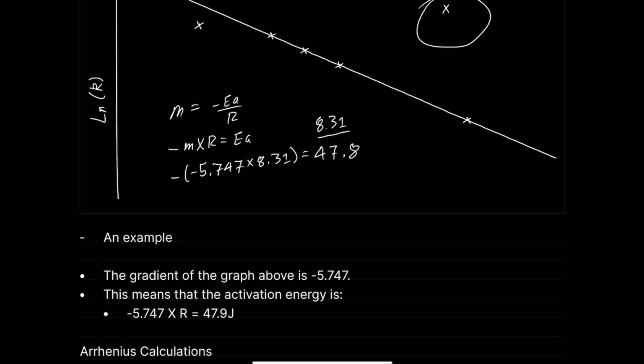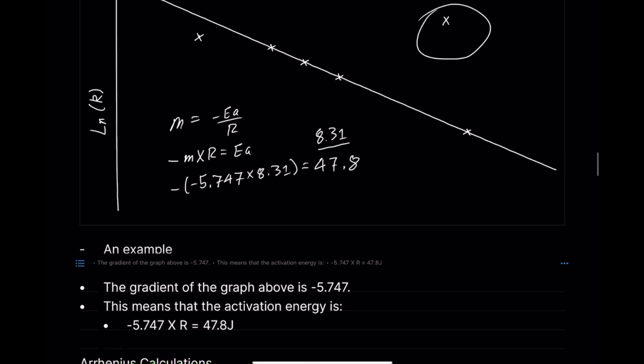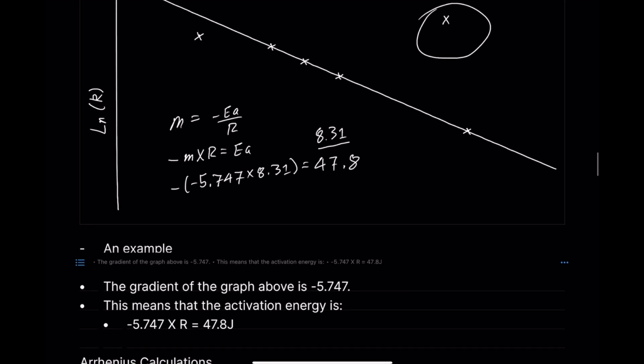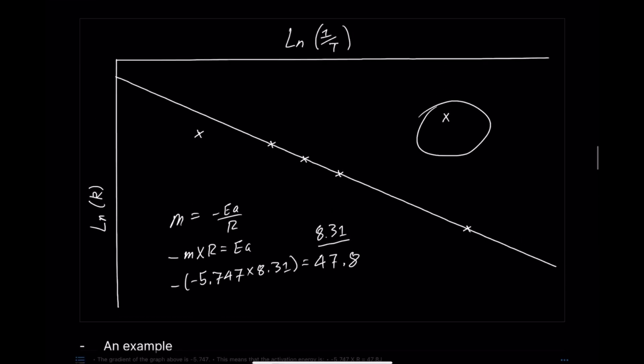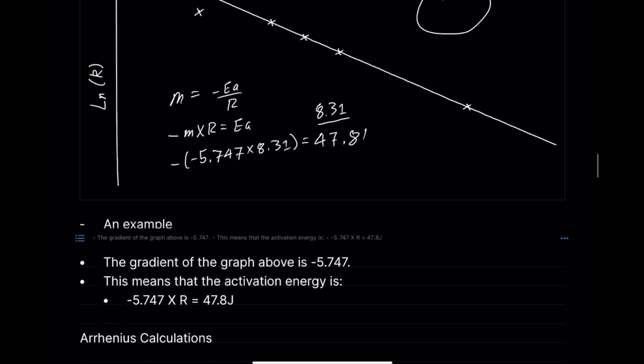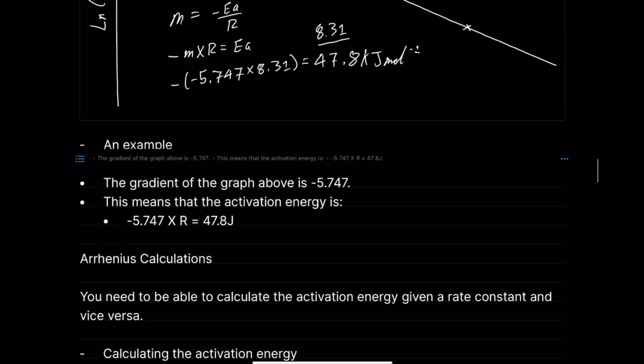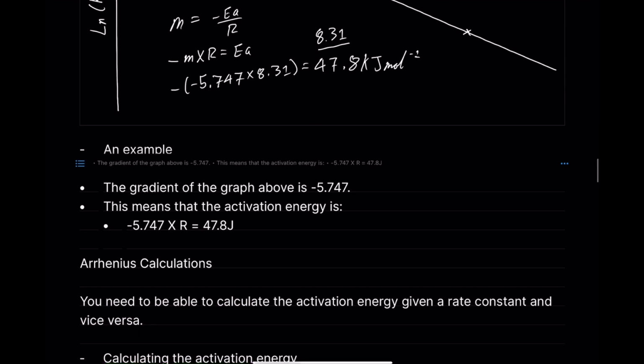And that's in joules, so convert it to kilojoules per mole. If you're using 8.31, that's kilojoules per mole. And that's literally it when it comes to working out the EA from this specific example.